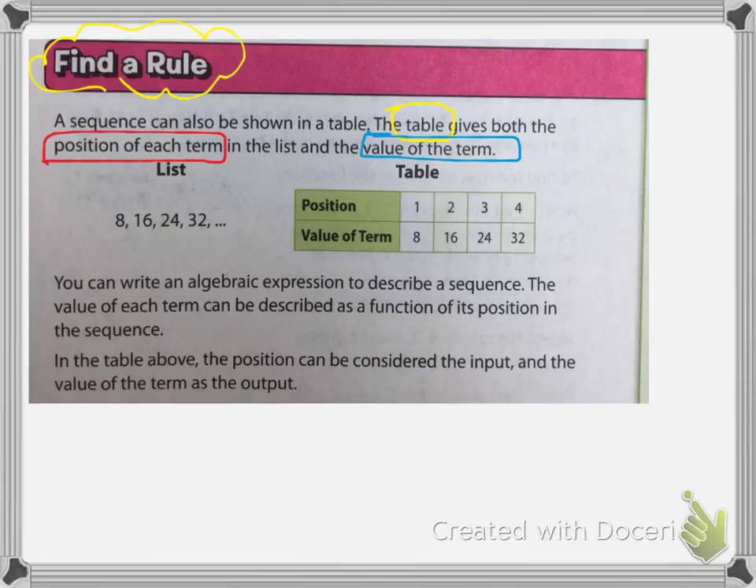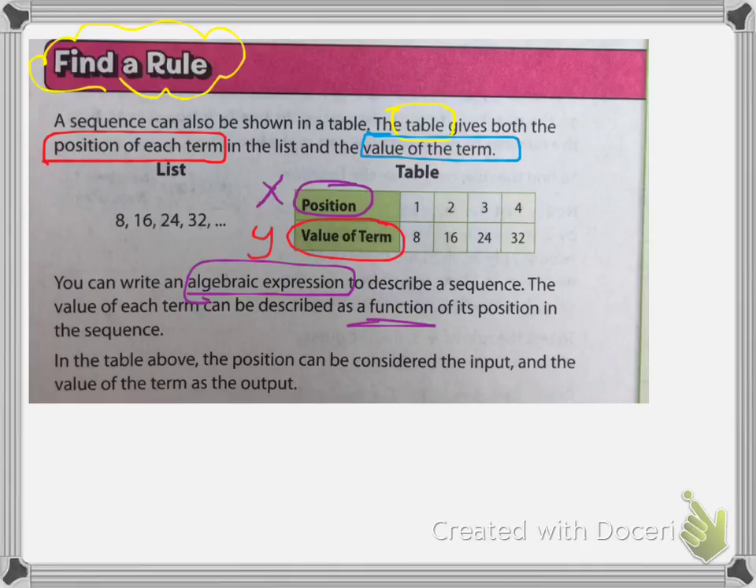Now, you can write an algebraic expression to describe the sequence. So writing an algebraic expression, it says the value of each term can be described as a function of its position in the sequence. I know that is kind of wordy, so I'm going to try and break the next piece down. It says in the table above, the position, so that's this right here, can be considered the input. So remember, we used x for the input, and the value of the term can be considered the output. So that's going to be the output, and we can call that y.